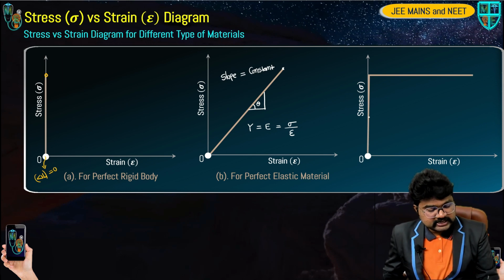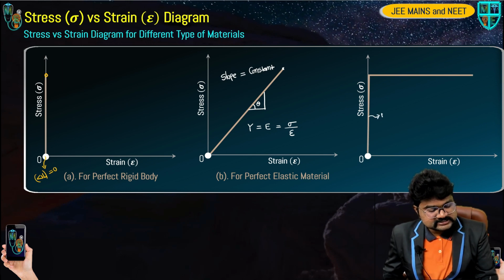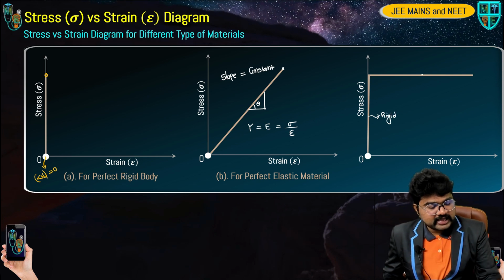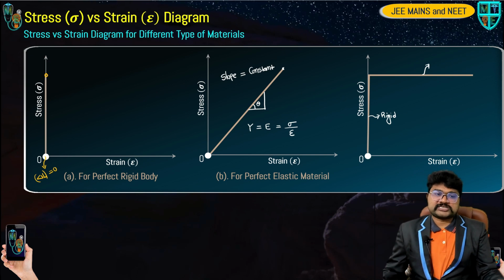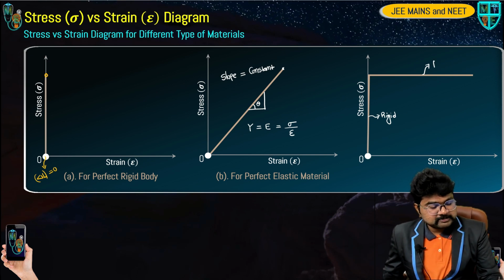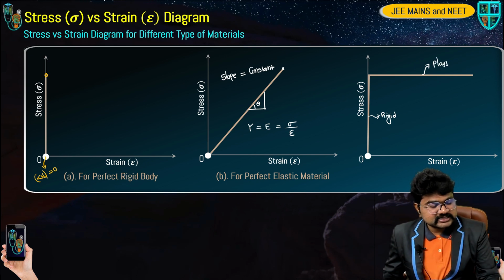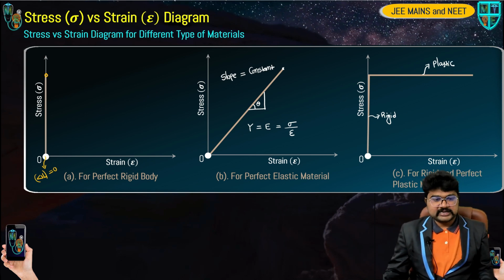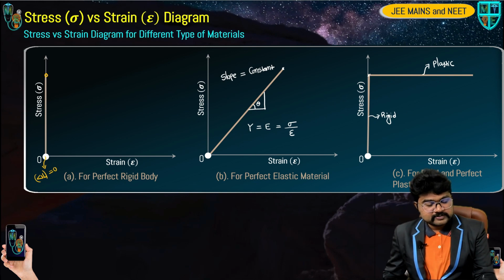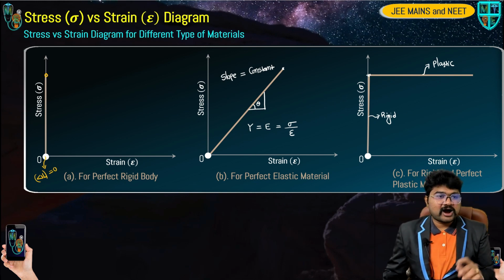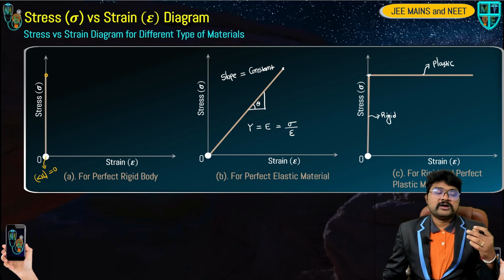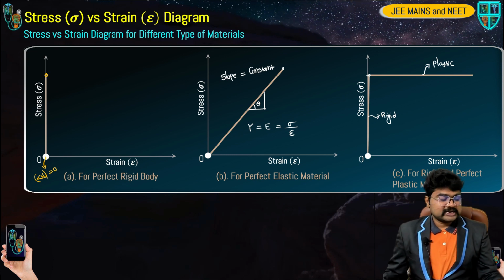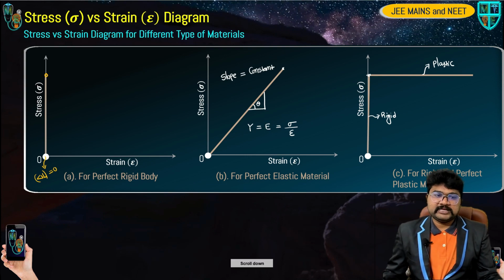Now the rigid and plastic material. Up to here it is rigid, and then a line which is parallel to the strain axis. This is plastic. I can say that this is a perfect rigid and plastic material. Up to some load it behaves as a rigid material. After that it behaves as a perfect plastic material. That is why you can call it a rigid and plastic material.